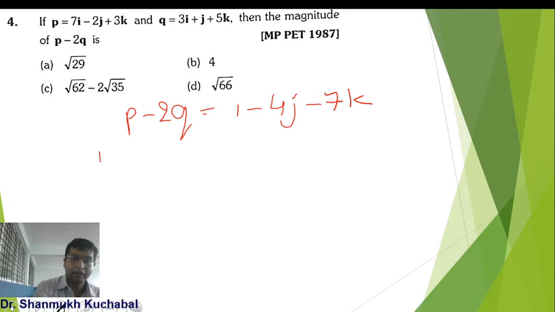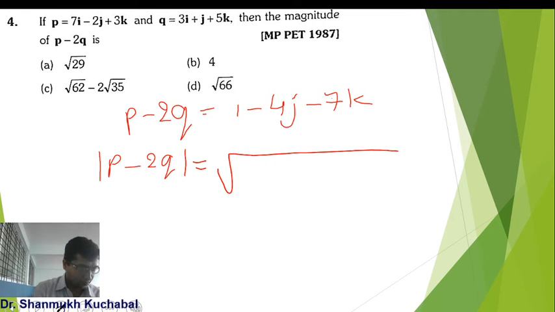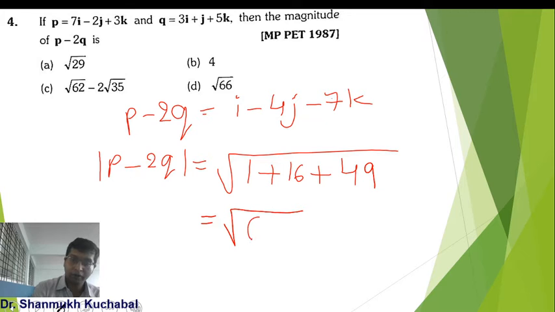Further we have to calculate the magnitude, equal to under the square root of, i coefficient square 1, j coefficient square 16, k coefficient square 49. So if we simplify this, we get under the square root of 66. Therefore option D is the right answer. Yes, so you can take a screenshot of this. Let us move to our next example.